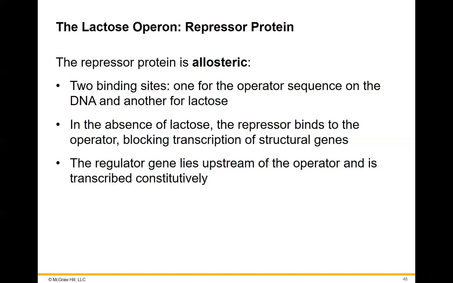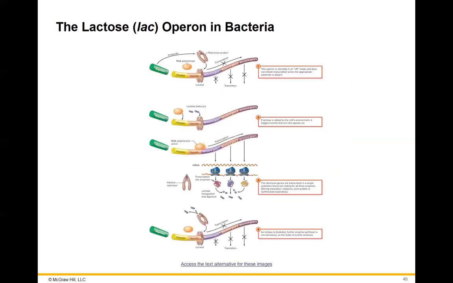So we see lactose, we bind with it, we shift our shape, and that now allows us to come off of the operator region in this case. So now we're going to shift our shape and come off of that operator region and let the RNA polymerase go through. I hope there's a picture of this because I don't like explaining it. Okay, good.